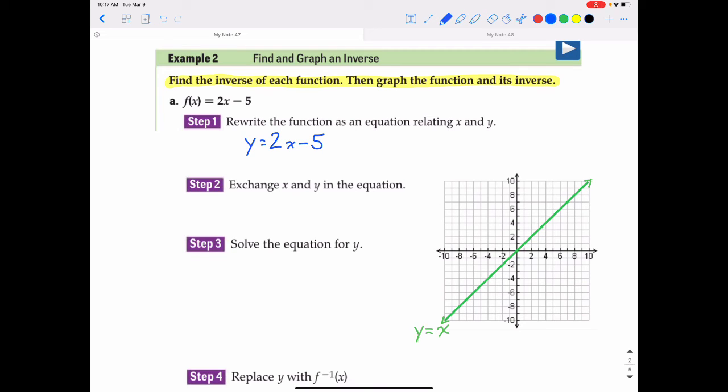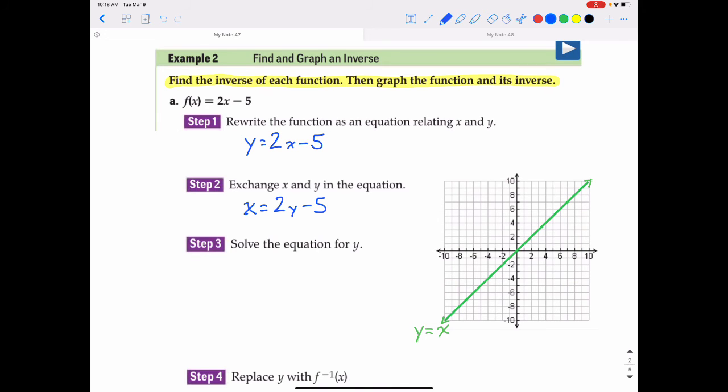Step 2 is exchange the x and the y in the equation. Remember that an inverse is literally switching the x and the y. So I'm going to put an x in place of the y, and I'm going to put a y in place of the x's. That means it will be x equals 2y minus 5. Notice I didn't switch any numbers or any signs. I just switched the x and the y because that's what an inverse is.